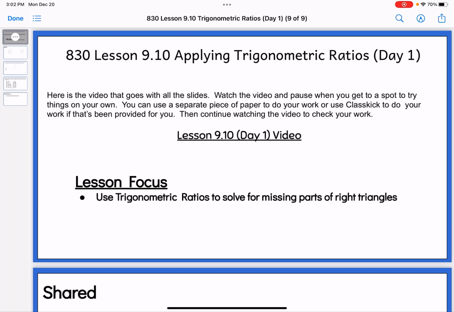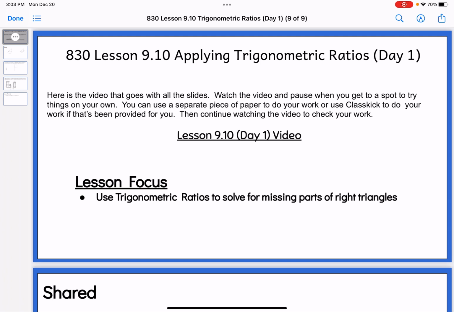So our last lesson in chapter 9 is taking all of those trig ratios that we learned about last time and applying them in our different pictures and situations in order to be able to use a trig ratio to solve for a missing side length or to solve for a missing angle measure in a right triangle.